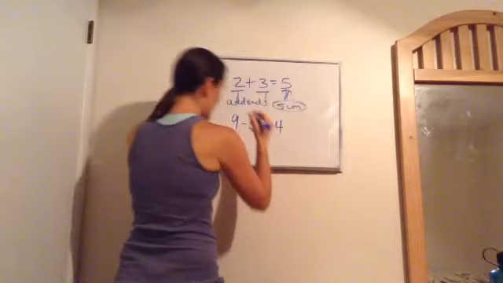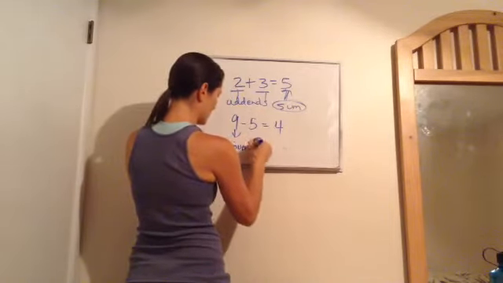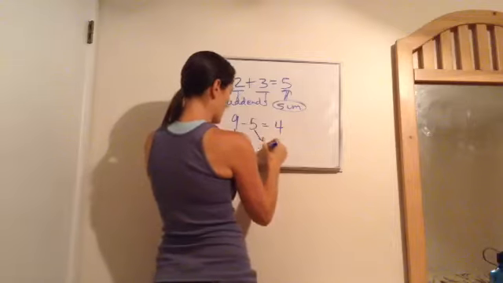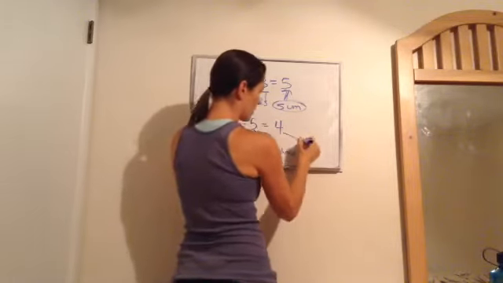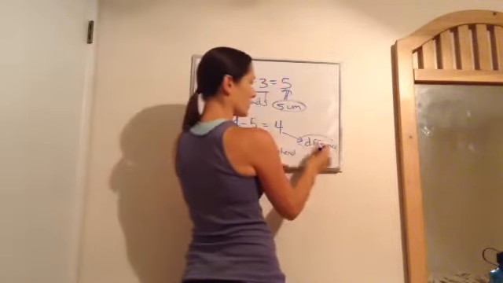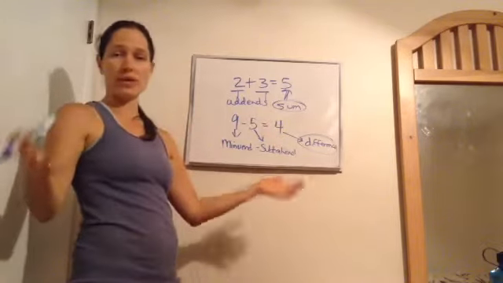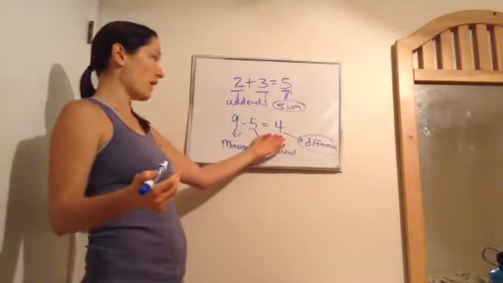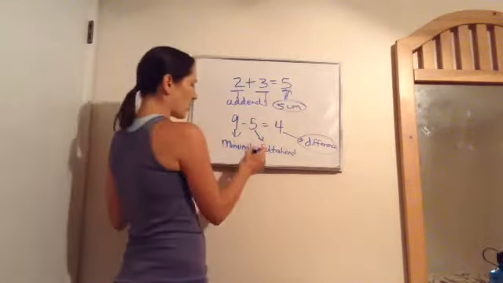9 is the minuend. 5 is the subtrahend. And 4 is the difference. That's the answer to a subtraction problem. The difference. That's what it's called. If it says find the difference between this and this, they're asking you to find the difference of two numbers, to subtract them. Okay? This always helps me.